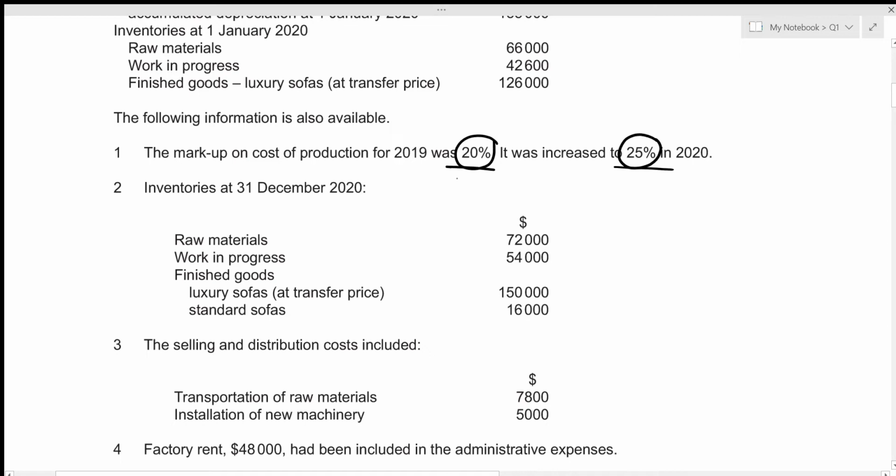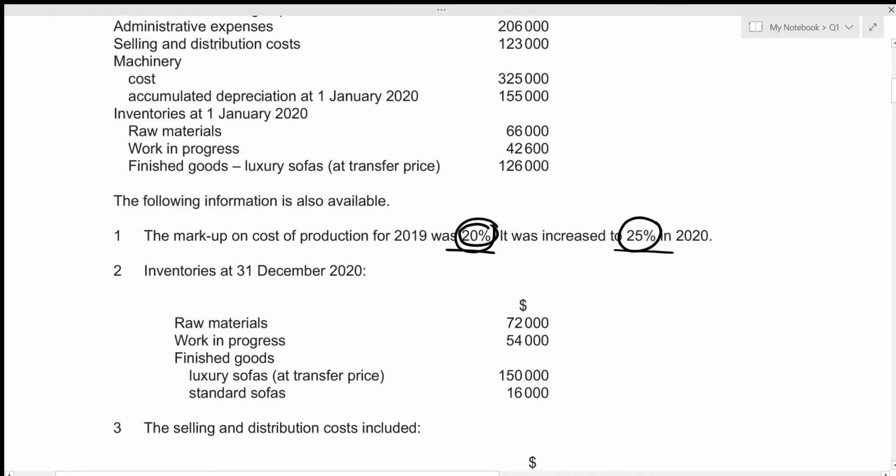So if you're talking about the closing inventory of 2019, that would have the unrealized profit of 20%, right? And the closing inventory of 2019 will act as an opening inventory for 2020, which means that the opening inventory of finished goods will have an unrealized profit of 20%, whereas the closing inventory of finished goods will have an unrealized profit of 25%. Let's figure that out. So we are given our opening inventories right here. And we can see that the finished goods or the luxury sofas are priced at 126,000, and we can see that this is at a transfer price, which means that this is the cost plus profit, and this is equal to 126,000.